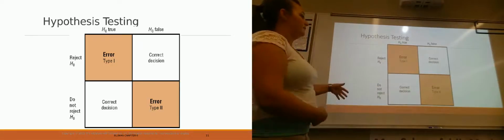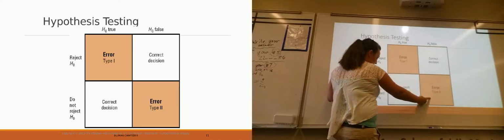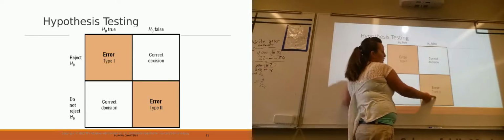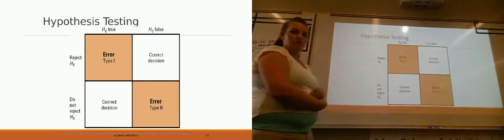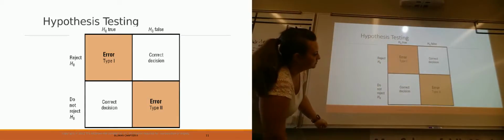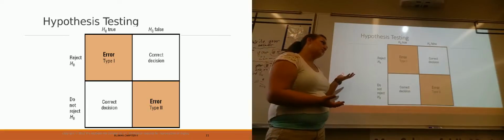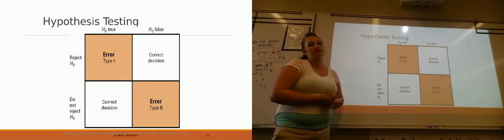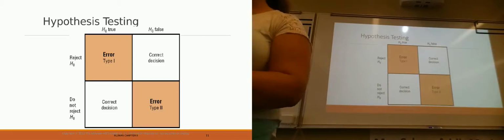If it's true and you reject it, that's a type 1 error. If it's false and you don't reject it, that's a type 2 error. But in these two cases, you're actually making the right choices. How it's different from a Punnett square is that it's not like 25, 25, 25. It's not those kind of options.